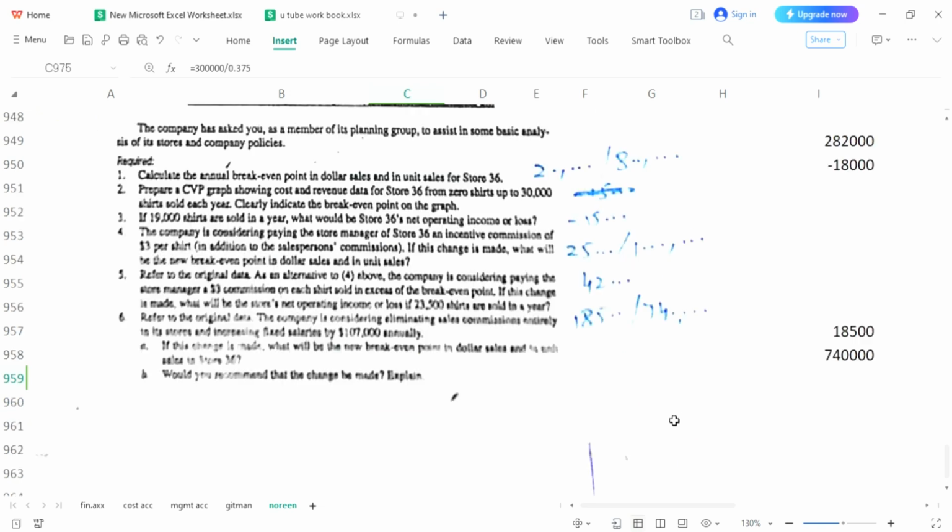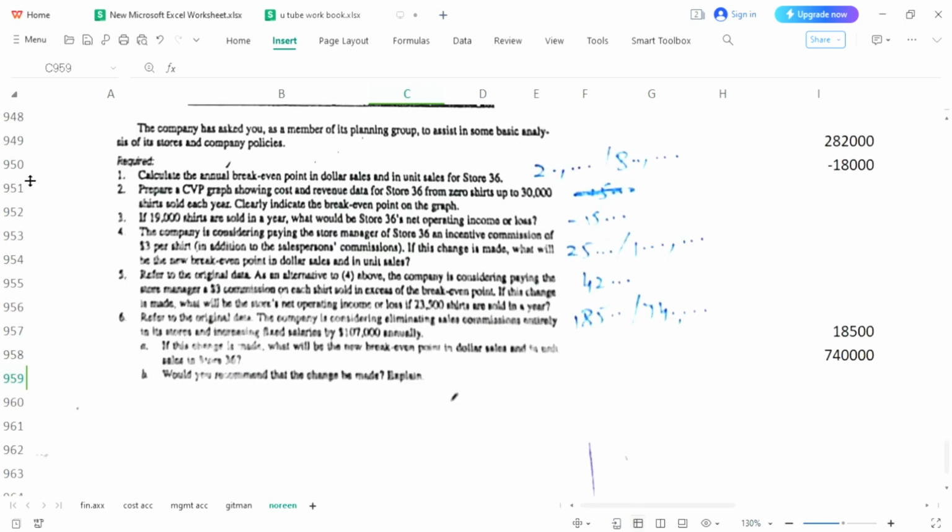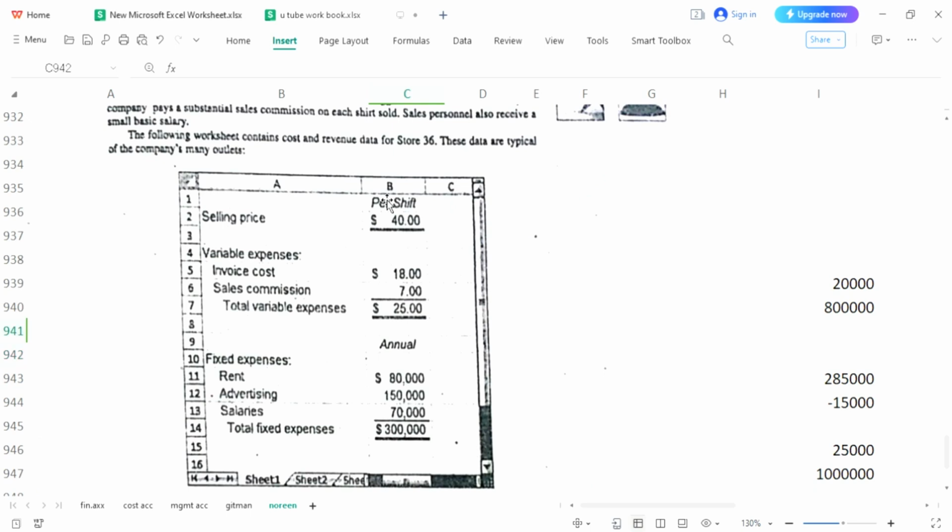Let's see. You can see over here 8 lakh is your second answer, and our answer is 8 lakh. It means the first requirement has been completed, 20,000 and 8 lakh. Prepare CVP graph, cost, revenue, and for store 36. Store 36 is a name, so please ignore this 36. It's just the name of the store which should be mentioned over here.